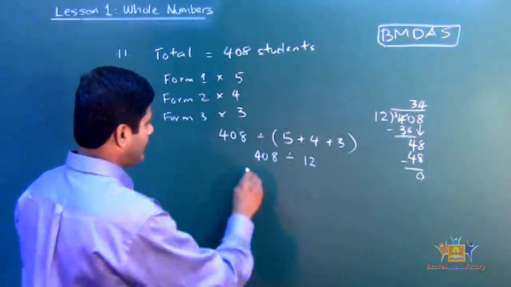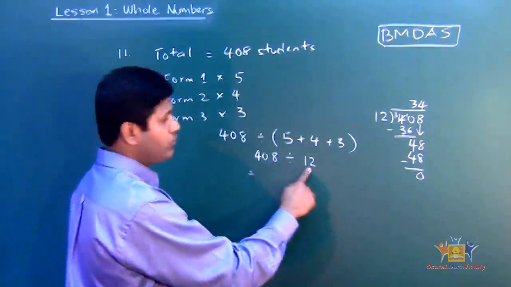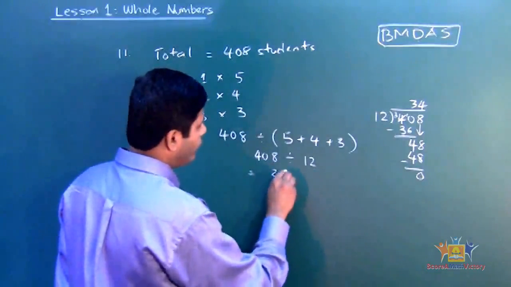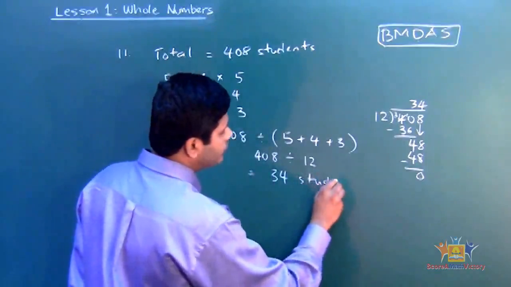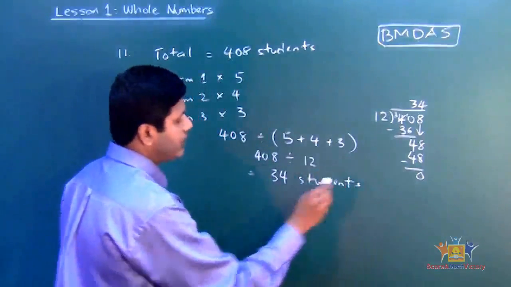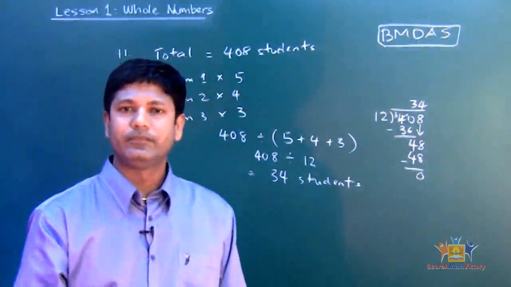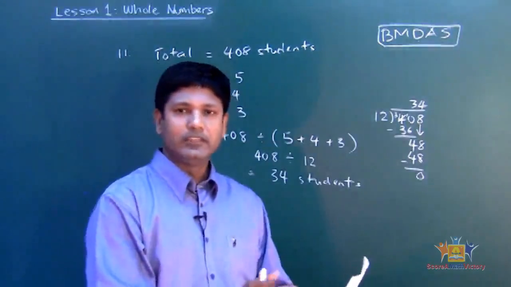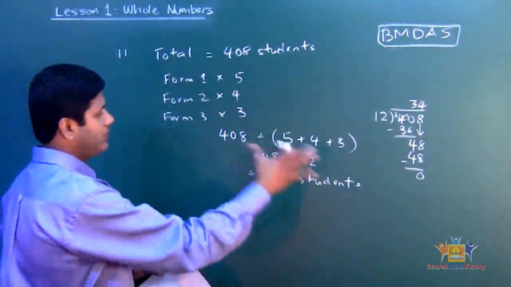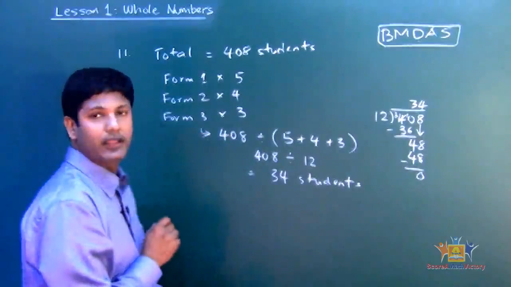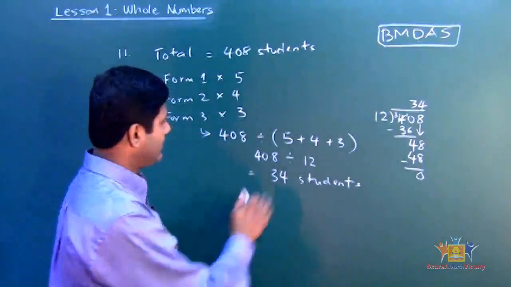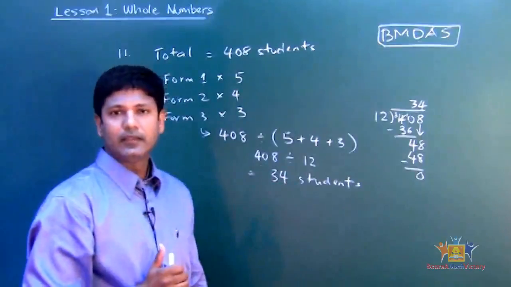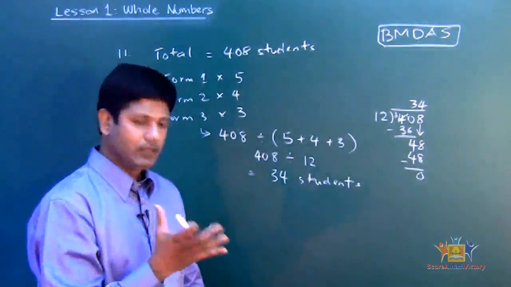So that tells me 408 divided by 12 is 34 students. So in each classroom there are 34 students. Alright? See how this word problem has been interpreted in such a way that we translate it into a mathematical expression, and then we solved it right there. Very important, understanding the question.